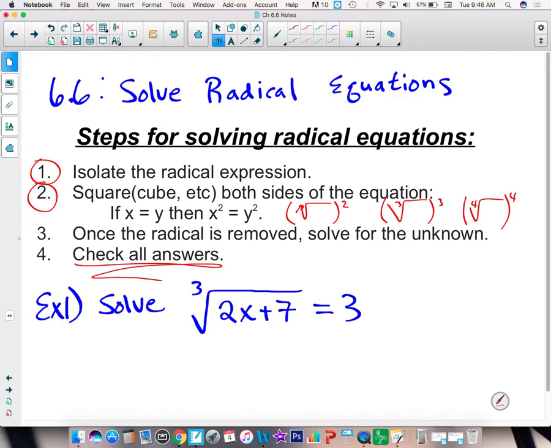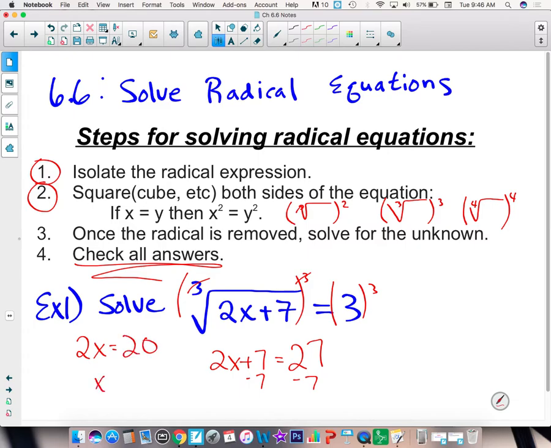Okay, so since we have isolated the radical here, we don't have to do anything. First thing we start with is cubing both sides. Okay, so then that is going to get rid of that. So our radical disappears. And then we got 3 cubed, which is 27. So from there, it's just a straightforward equation. So minus 7, so you get 2x equals 20, x equals 10. And you're done. So if we plug that thing in to check it, that's going to give you 20 plus 7, so it's a cube root of 27, which is 3, so it works.